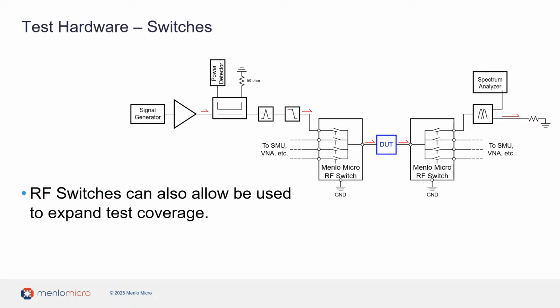Here we show a system diagram which allows testing DUT harmonics, now including additional paths that can lead to other test equipment. One option is to connect a source measure unit, or SMU, to allow the measuring of DC parametrics, such as resistance of the DUT or leakage current. A vector network analyzer, or VNA, can also be connected to allow measurements of broadband RF performance.